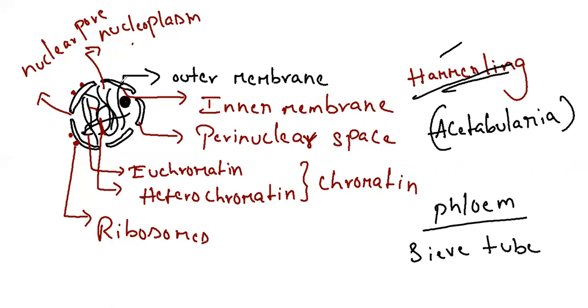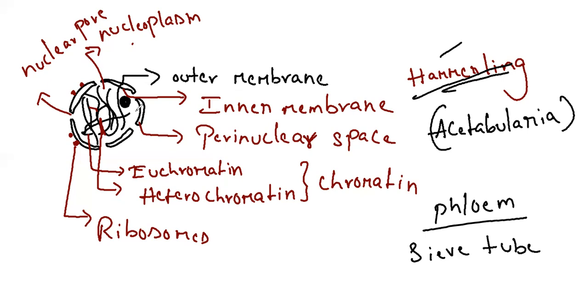First, we'll go with the nuclear membrane. The nucleus is surrounded by two unit membranes. We otherwise call it a double membrane bounded cell organelle. Even the nucleus is a double membrane bounded cell organelle. We have two membranes, the outer membrane and the inner membrane, and the space between the outer and inner membrane we call the perinuclear space.